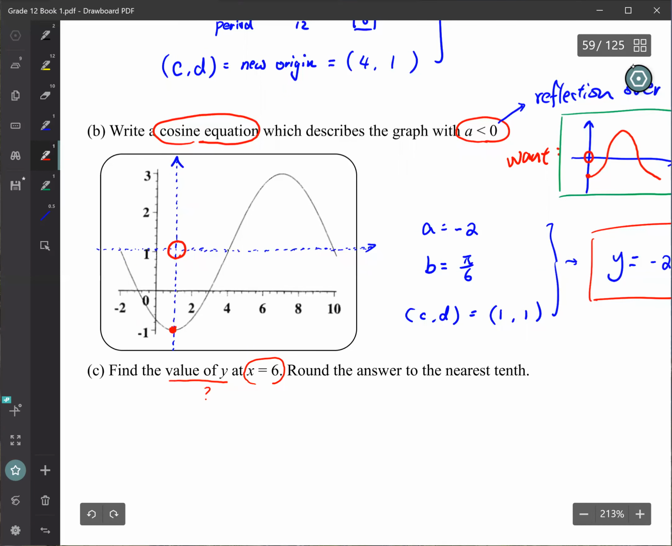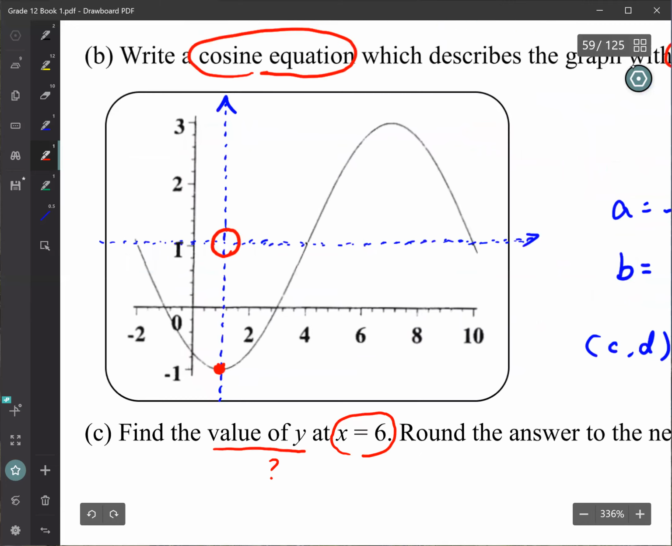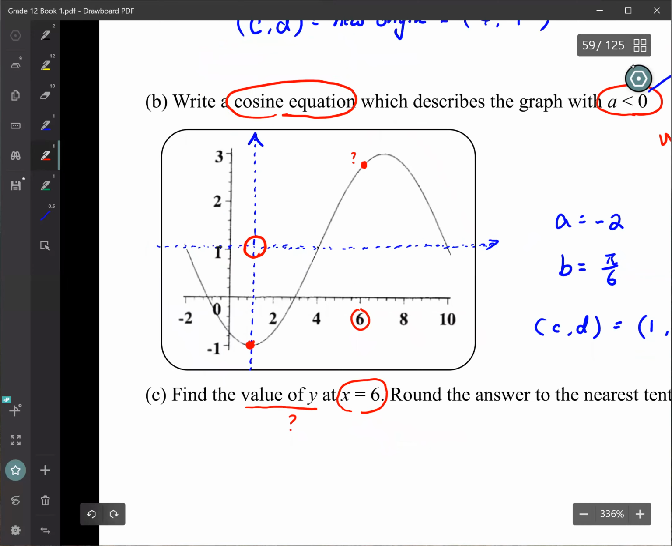Okay, let's see if we can do an estimate. When x equals 6, 6 is right here, right? The point, if you go straight up, the point is somewhere here, right? So looks like it will be higher than 2, almost 3. So probably something like 2.78-ish. So we should expect something like that. So that's what you're looking for. So how do we find a y value then? Donna?